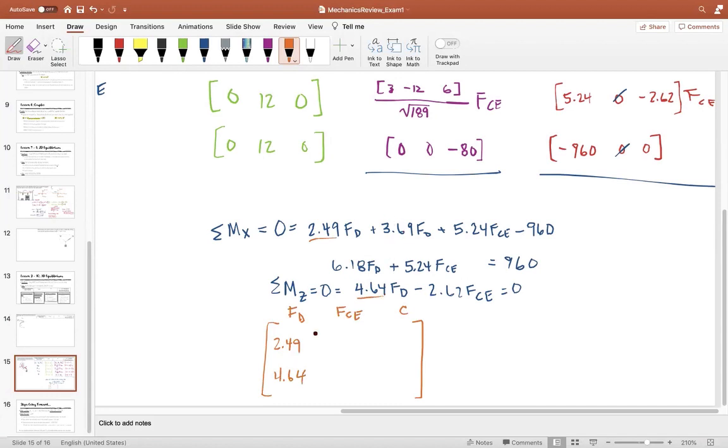And then the second column is going to be what? Someone tell me. Should it be 6.18 instead of 2.49? See, this is why I'm not taking this class. 6.18. Very true. Good catch. All right, someone else tell me FCE.